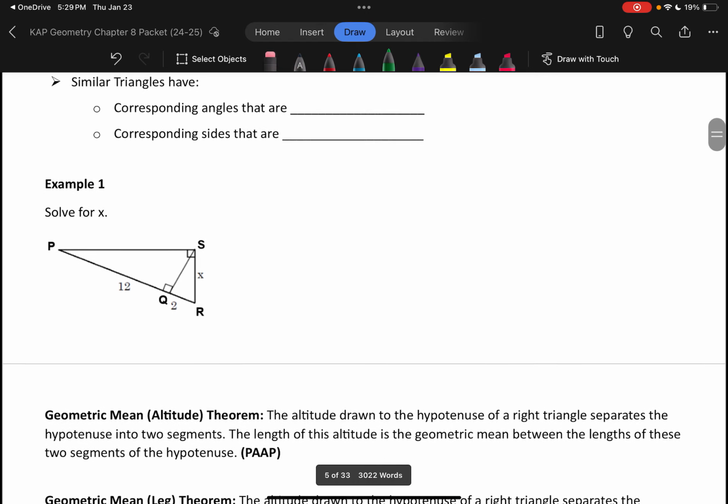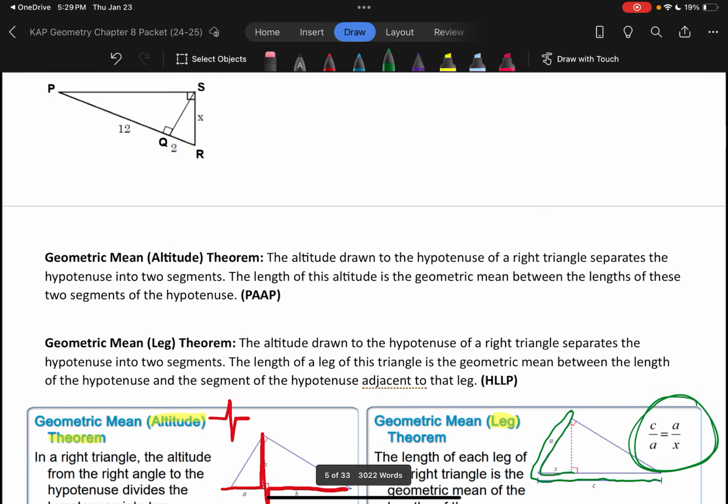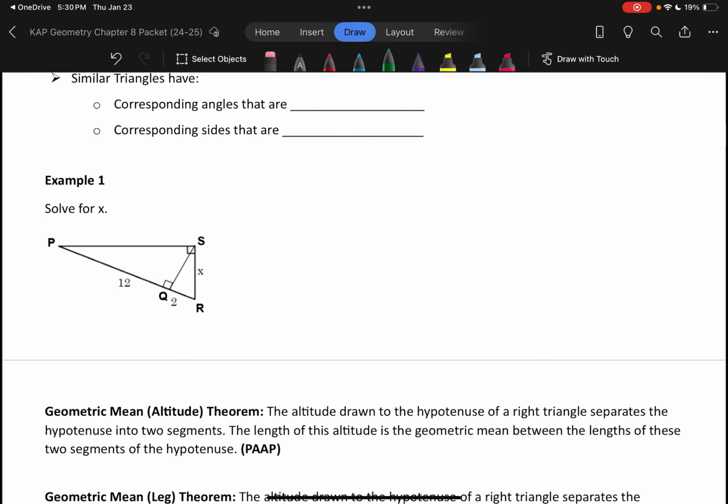So let's take a look at example 1. In this example, the altitude is this red line QS. They didn't give me the altitude, and they didn't ask me to find the altitude. So if I'm not working with altitude, then I'm not using the heartbeat. Now I'm using the leg theorem. This is your boomerang path that you're going to take.